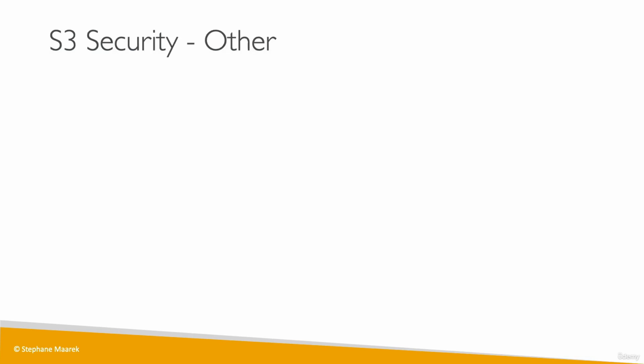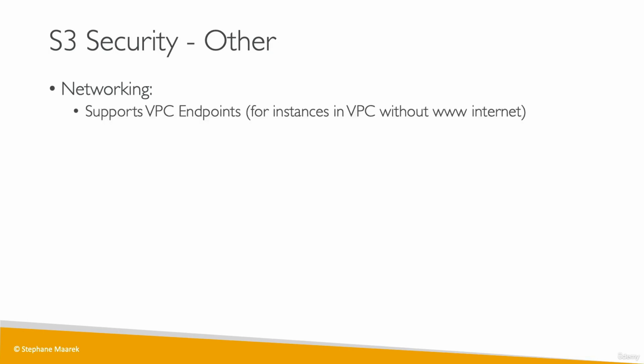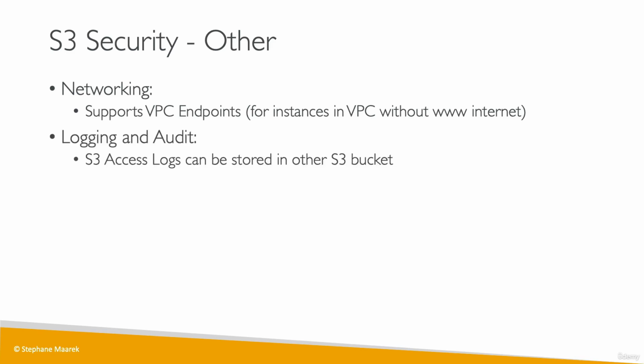Other security features in S3 you should know about. On the networking side, you can access S3 privately through VPC endpoints. If you have EC2 instances in your VPC without internet access, then they can access S3 privately through what's called a VPC endpoint. For logging and audit, you can use S3 access logs, and they can be stored in other S3 buckets. API calls can also be logged into CloudTrail, which is a service to log API calls in your accounts.